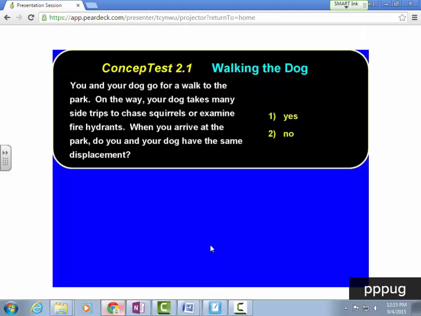Here is the start. Walking the dog. You and your dog go out for a walk to the park. On the way, your dog takes side trips to chase squirrels or examine fire hydrants. When you arrive at the park, do you and your dog have the same displacement? Yes or no? You can discuss it amongst yourselves.